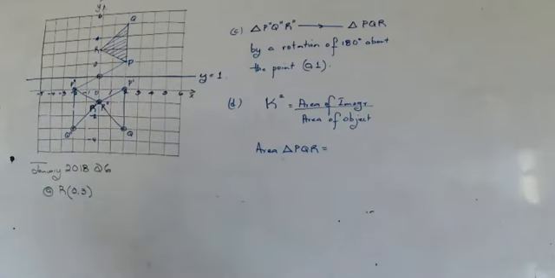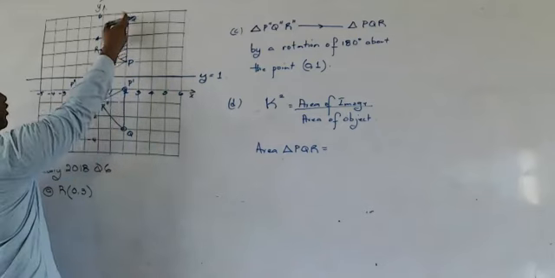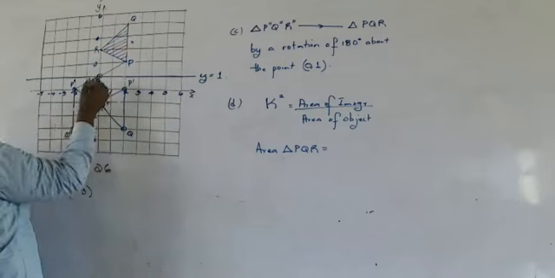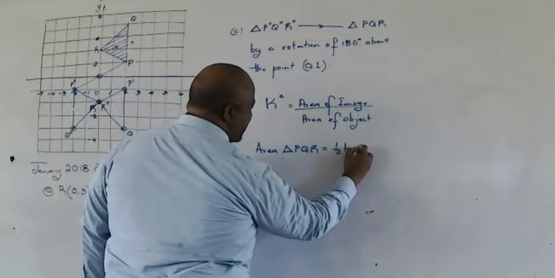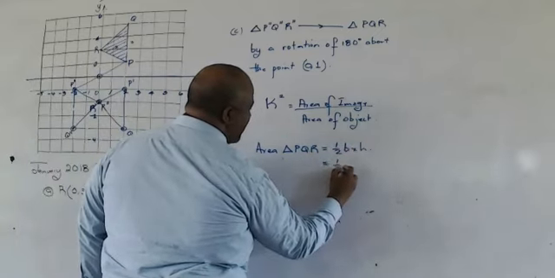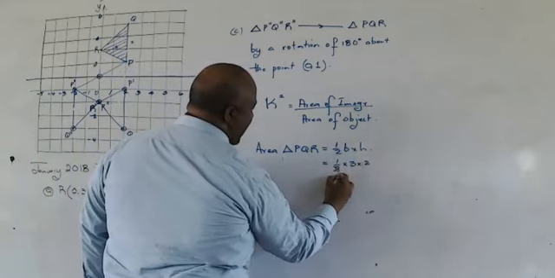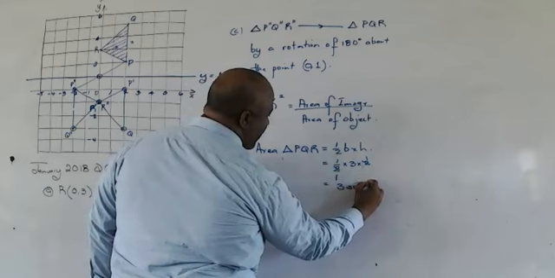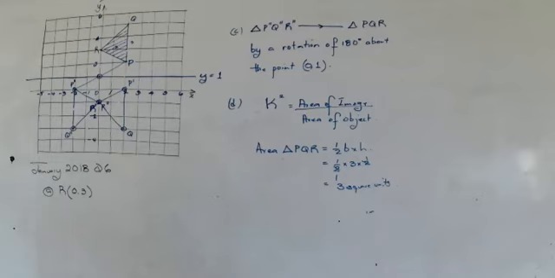I did a question like that with my evening class group. But if you didn't want to go that route, you could have used calculation. What is the length of this side? 3. What is the length from here to here? This is 2. The area is a half base times height. It's a half, the base is 3 and the height is 2. A half of 2 is 1, so this is 3 square units. The area of PQR is 3 square units.